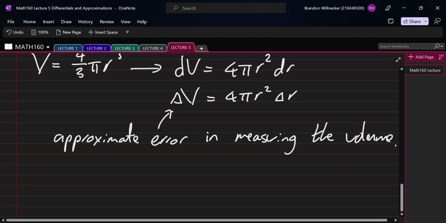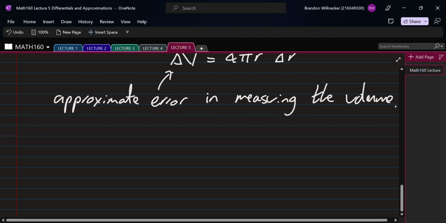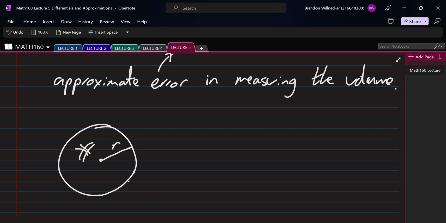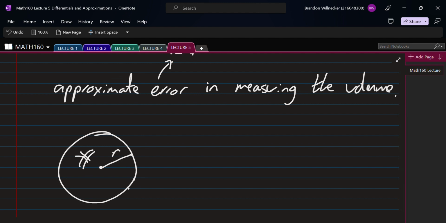Okay, before we get to that, just a quick little visual aid to see what we mean with this delta V. So let's say we've got ourselves that sphere. There's the center with radius r, and we have that error delta r. So let's say delta r is positive. Okay, it could be, so we say that this r might be a bit longer than we actually measured. Of course it could be a bit smaller, but let's say we measure something smaller than it actually is.